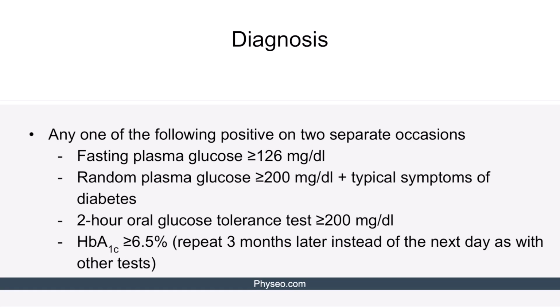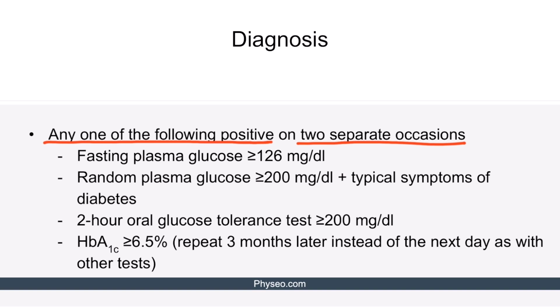Now let's discuss the diagnostic criteria of diabetes mellitus. The confirmation requires any one of these tests to be positive, and they have to be positive on 2 separate occasions. These include a fasting plasma glucose of 126 or more, or a random plasma glucose of 200 or more, and it has to be in a patient with typical symptoms of diabetes, so those symptoms of hyperglycemia, or following a 2-hour oral glucose tolerance test, they have a level of 200 or more.